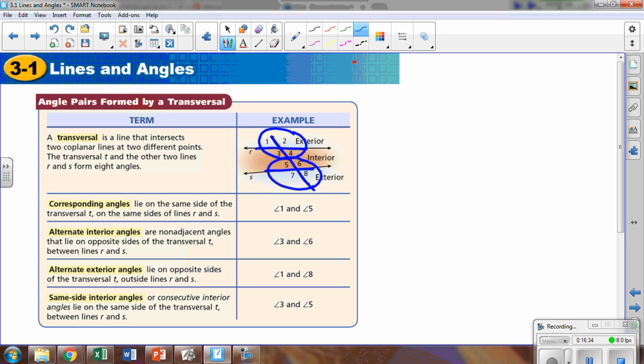Top left matches top left. Top right matches top right. So for instance, top left, that's how we were able to get this pair of corresponding, 1 and 5. Can you tell me another pair of corresponding? Bottom left corresponds with bottom left. 3 and 7 are corresponding. Top right corresponds with top right, 2 and 6. Bottom right corresponds with bottom right. And one of my favorite abbreviations for these is to simply say angle 1 corresponds with angle 5.